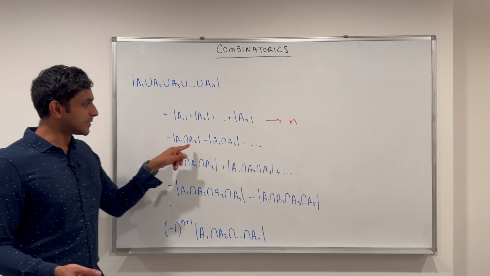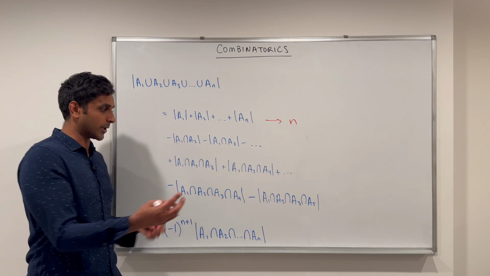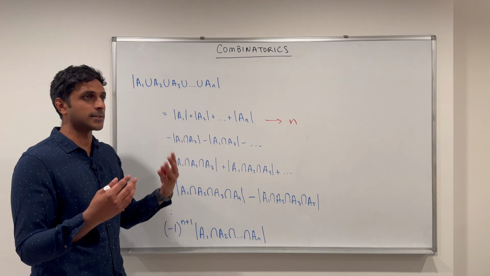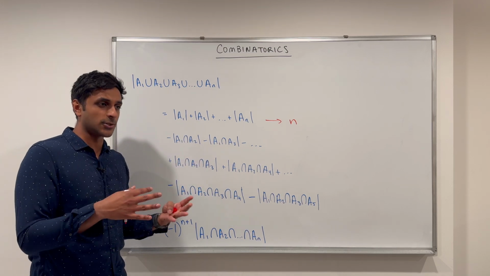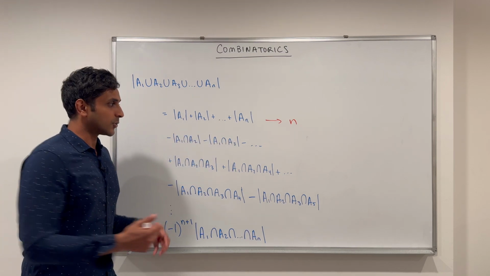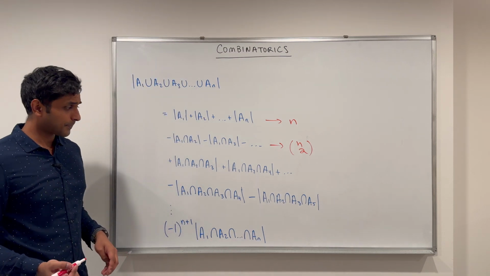Well, each of these terms corresponds to some 2 subsets in no particular order, right? I could have written this as A2 intersect A1, for example. So each of these terms basically corresponds to a subset of size 2 from the elements A1 through AN. So there are, by definition, n choose 2 of those terms.